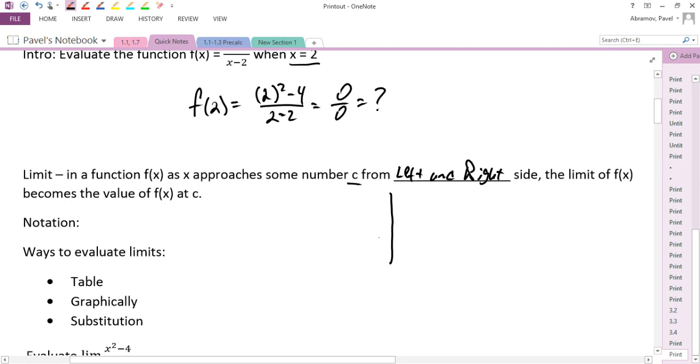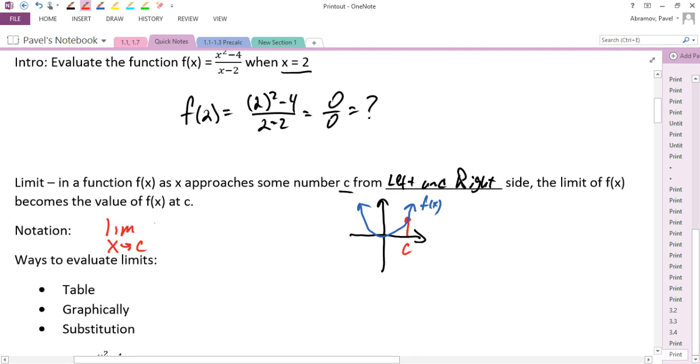So in other words, let's say we have a graph of any function. Doesn't matter what function it is right now. So let's say it's a parabola, okay? And I have some point on this parabola when x is equal to c. So when I say the limit as x approaches c of this function f of x, the parabola there, it means that we're approaching this value from the left and from the right side, kind of squeezing in, and then it will produce the y value, the value of the function, right there. So that's what the limit tells us.